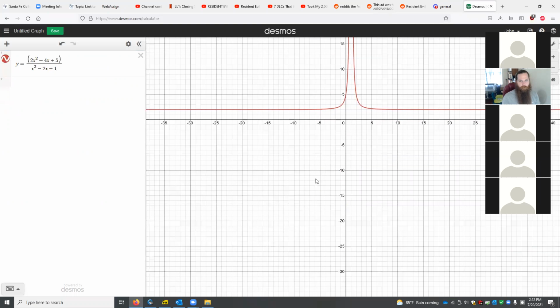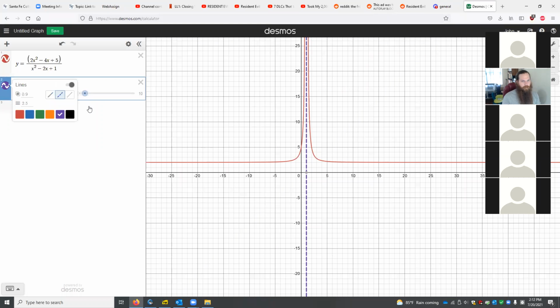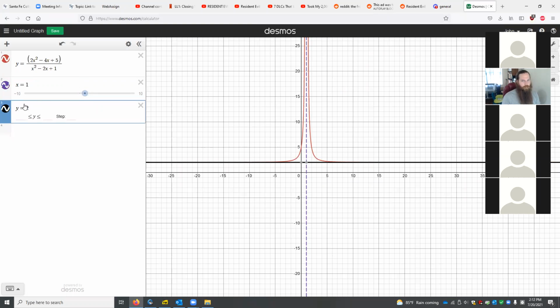Here it is. And you see exactly as we said, x equals 1 is your vertical asymptote. It's not a part of the graph. That's why we use the dotted lines. And y equals 2 is your horizontal asymptote. Not a part of the graph, use dotted lines.